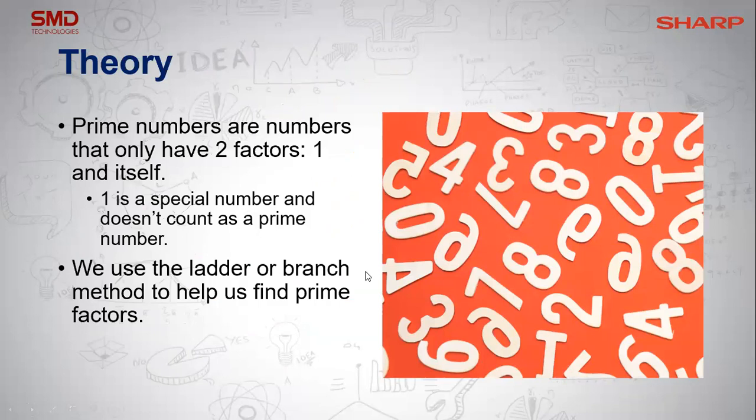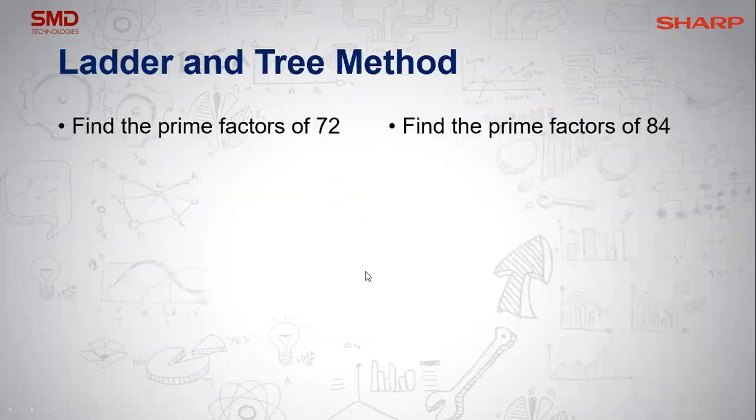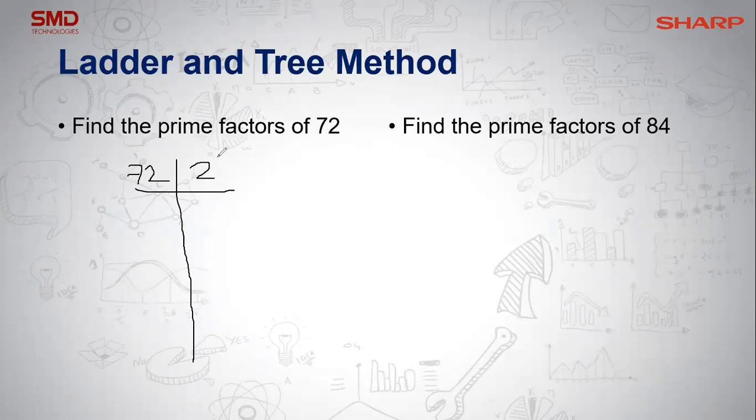Okay. And then, of course, we can use the ladder and the branch methods to help us find prime factors. So I'm just going to do these two examples with you. So here we've got 72. And what we do is we just go through our list of prime numbers. So we'll start at 2. Now, 72 is even, so we know that 2 goes into it. So 72 divided by 2 is 36, right?